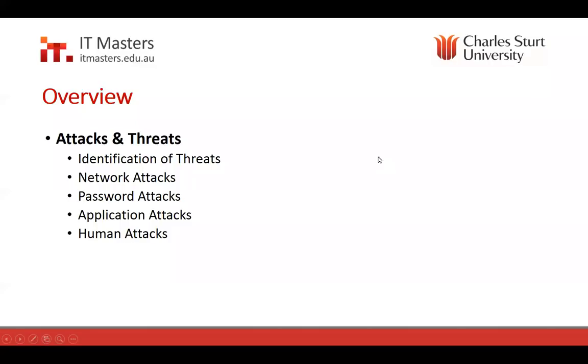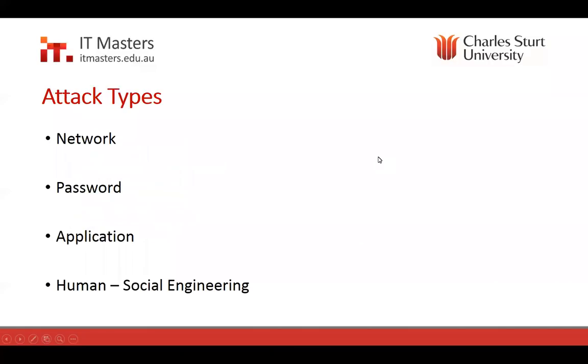So, different attack types that we're going to have a look at this evening. We've got network attacks, password attacks, application attacks, and human attacks, which are, broadly speaking, social engineering. Now, as I said last week with respect to the different weaknesses that we spoke about, these are one way to categorize attack types, okay? There are other different ways that you can categorize them. These are the ones that we're going to go through and have a look at specifically this evening.